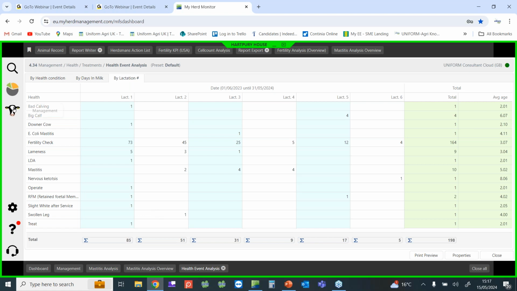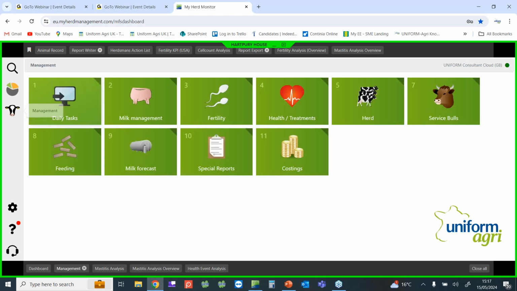Okay, Graham, back to you. What about cell counts? Cell counts, yes, I haven't finished yet. What am I saying? I'm going to go back to cowhead. Sorry, missed my note there.